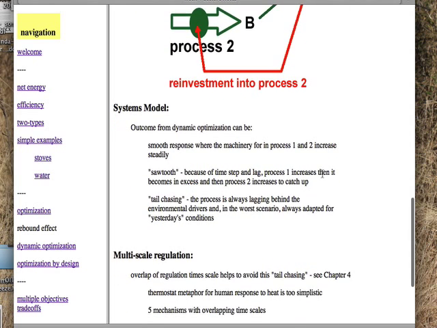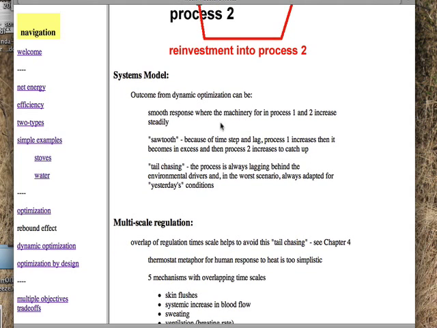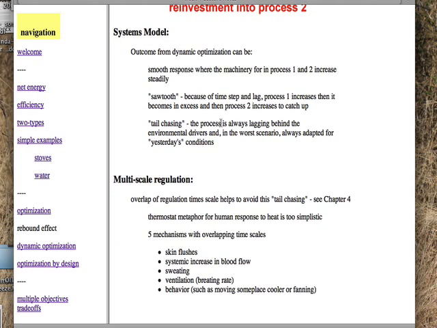So we can make a systems model of this, and when we do that, you would hope that you would get a smooth response for the investment in process 1 and process 2. But really often you see this sawtooth where it goes along for a while where process 1 is limiting, and then there's reinvestment in process 1, and then all of a sudden process 2 is limiting, and etc. You reinvest back and forth in these different processes as you go along. So that can be all right. It just depends on the time lag.